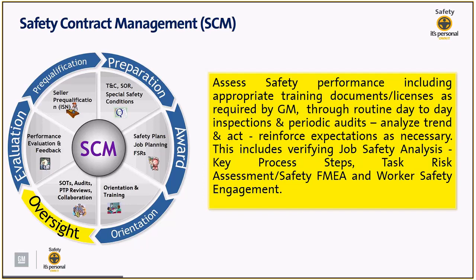So the whole purpose of this guidance training is to provide a little more insight on step 5 here, which is oversight. When we think about oversight, we think about assessing safety performance, including appropriate training and documents and licenses as required by GM through routine day-to-day inspections and periodic audits. We're looking to analyze trends and reinforce expectations as necessary to the seller. This includes verifying job safety analysis, key steps, risk assessment, safety FMEA, and worker engagement.